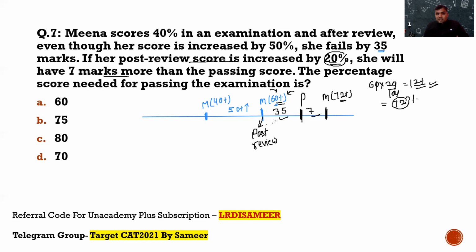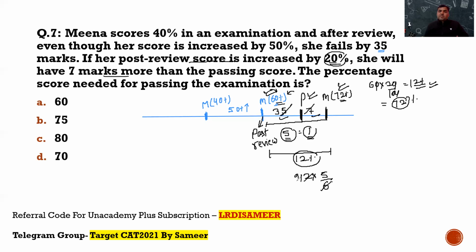Or you can say that this complete percentage marks line is in the ratio of 5:1. Now this is 60%, this is 72%. This difference in terms of percentage is 12%, which can be divided in the ratio 5:1. When you divide 12 in the ratio 5:1, you see that Meena's 60% marks are 10% short of the passing mark.